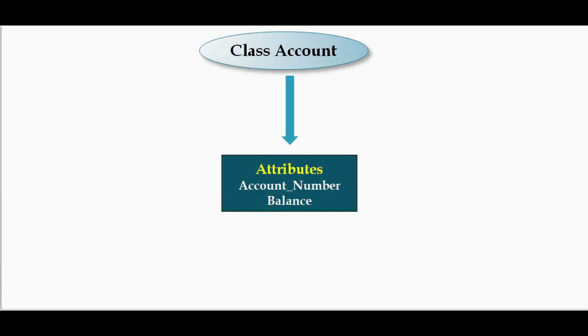So here we have created a class called account. This bank account has its own attributes and methods. We'll see what the attributes of class account are. For simplicity, I have just taken two attributes here. Each and every bank account will have an account number and balance. These are the attributes, also called properties, of the class account.